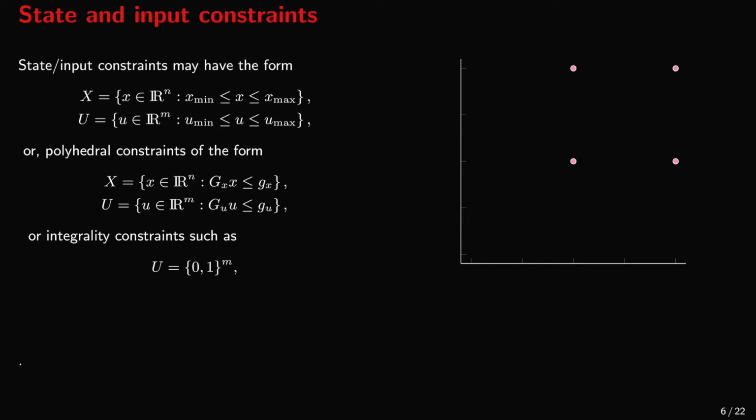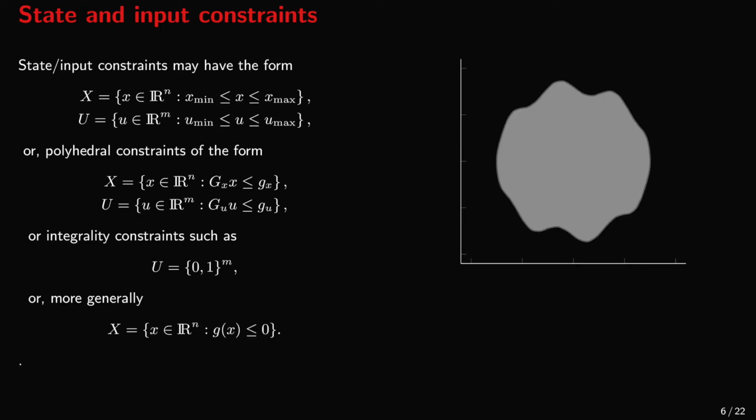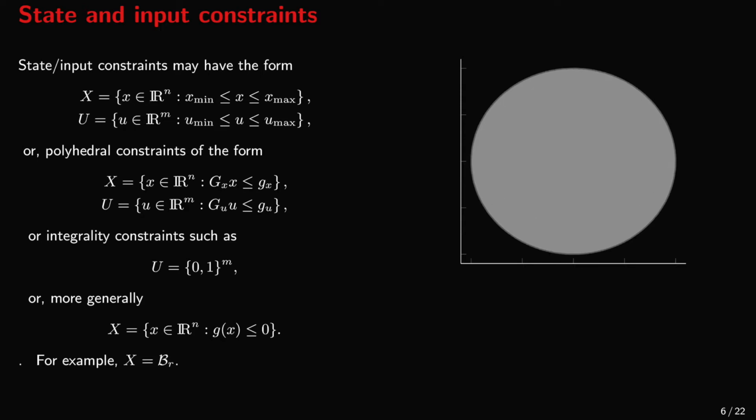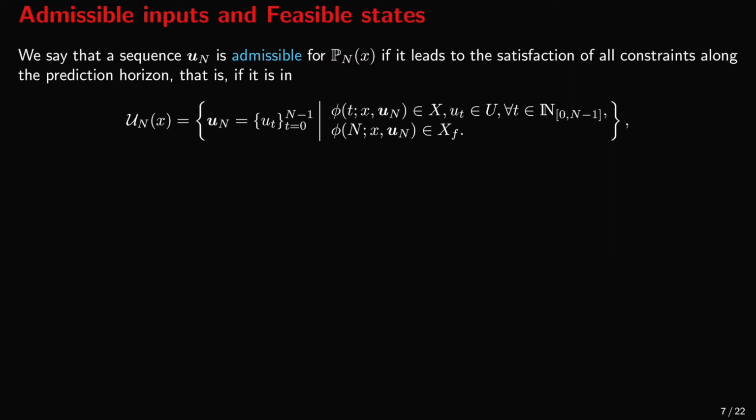This is the case when our system involves switches, or, for example, in a vehicle with a gearbox where we can choose from a finite set of gear positions. More generally, we have a set which is given in this form with some function g, and this can have any geometric shape. As an example, a ball of radius r can clearly be written in this form. Let us now repeat some of the definitions we gave earlier, but this time we will state them in the context of constrained finite horizon optimal control.